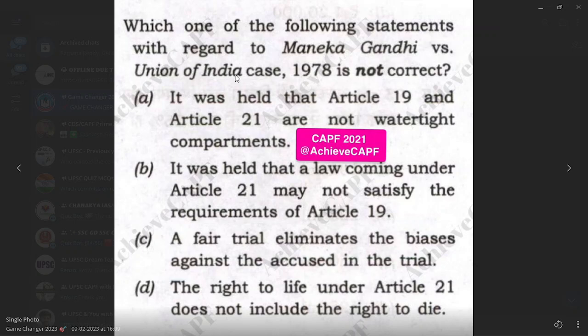Which one of the following statements with regard to Maneka Gandhi versus Union of India case 1978 is not correct? It was held that Article 19 and Article 21 are not watertight compartments. It was held that a law coming under Article 21 may not satisfy the requirements of Article 19. A fair trial eliminates the biases against the accused in the trial. The right to life under 21 does not include the right to die.